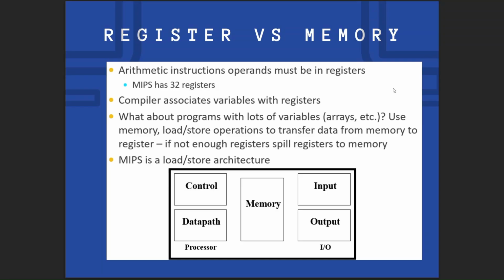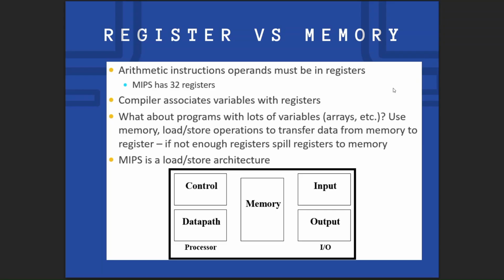This is why MIPS has 32 registers available for this purpose. Compilers work to associate frequently used variables with these registers. Keeping data in the registers rather than memory speeds up execution significantly because registers are much faster. But what about programs with lots of variables, large arrays or complex data structures? As we discussed earlier, 32 registers may not be enough to hold everything simultaneously. In this case, we use memory for the bulk of the data. Load and store instructions transfer data between memory and registers as needed.